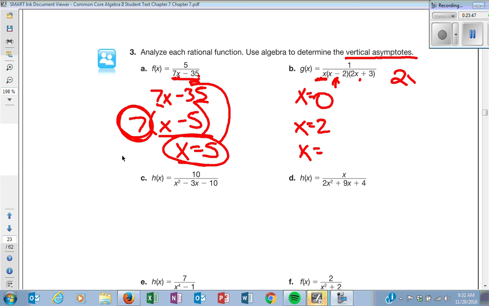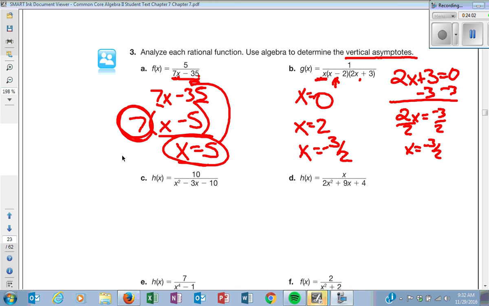And x equals, and this one right here is a little trickier. 2x plus 3. If you can't see where it equals 0, set it equal to 0. Minus 3, minus 3. 2x equals negative 3. Divide by 2, divide by 2. X equals negative 3 halves. So that would be my other one. So this one actually has 3 asymptotes. That is perfectly okay.